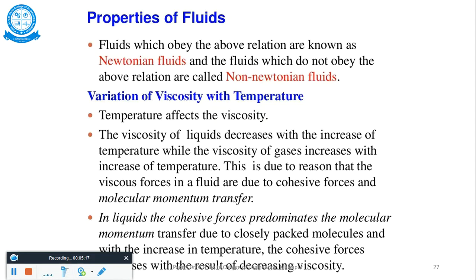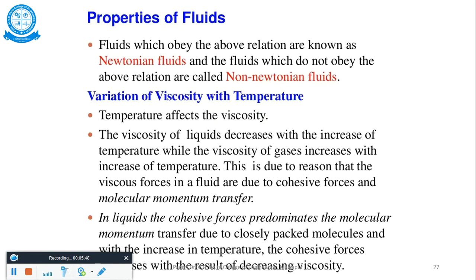There is some variation of viscosity with temperature. Temperature affects the viscosity. Viscosity of a liquid decreases with increasing temperature, while viscosity of gases increases with increasing temperature. Now see, fluid has two types, one is liquid and the second is gas. So what is the difference there? Viscosity of a liquid decreases with increasing temperature. And what about gases? Viscosity increases with increasing temperature.